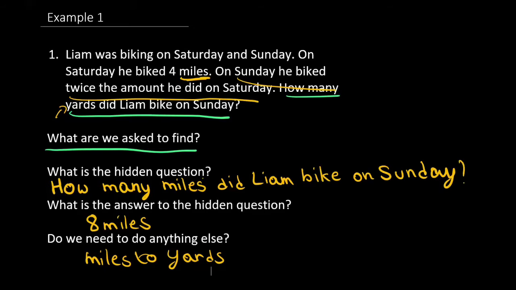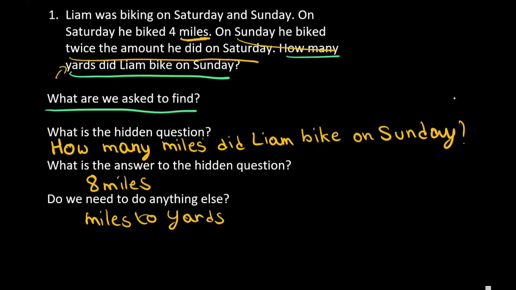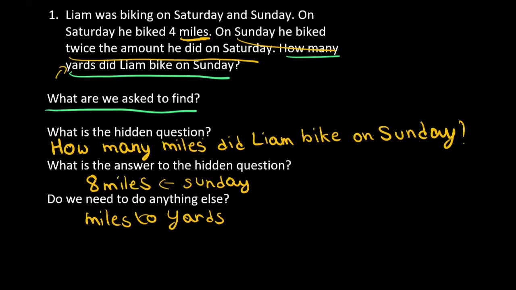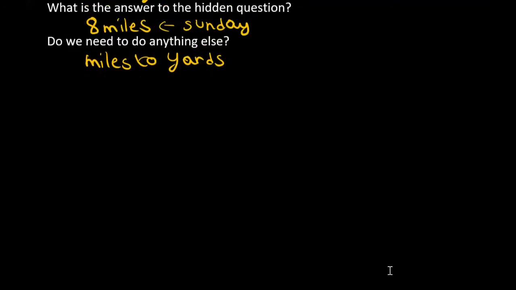So now we can just start doing our work. The only thing we need to do is turn 8 miles into yards. This is how much he biked on Sunday. So let's turn 8 miles into yards. When I go back to my chart, I see that 1 mile equals 1,760 yards. So I'm going to write that down. All we have to do is do 1,760 times 8 and we'll find our answer.